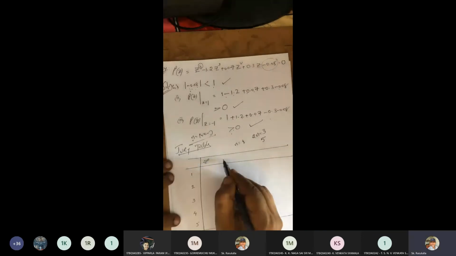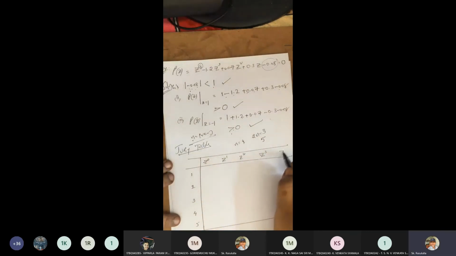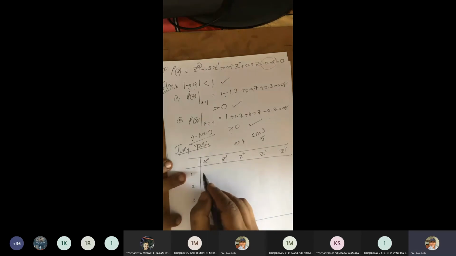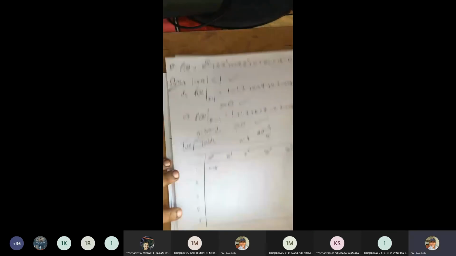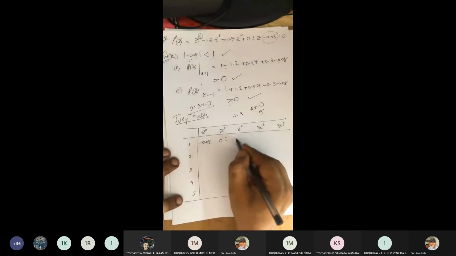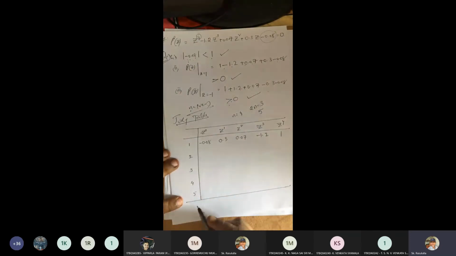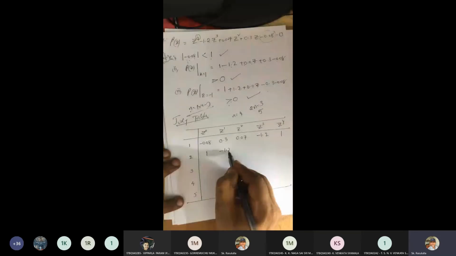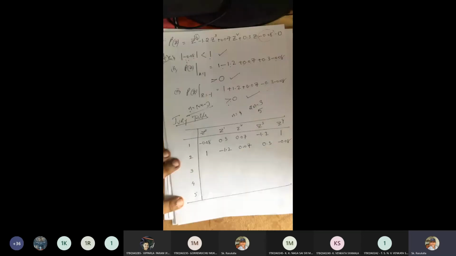Z to the power of 0, Z1, Z square, Z cube and Z to the power of 4. The Z to the power of 0 coefficient is minus 0.08. Z coefficient 0.3, Z square 0.07, Z cube minus 1.2 and Z to the power of 4 is 1. Now write the coefficients in the reverse order: 1, minus 1.2, 0.07, 0.3, minus 0.08.